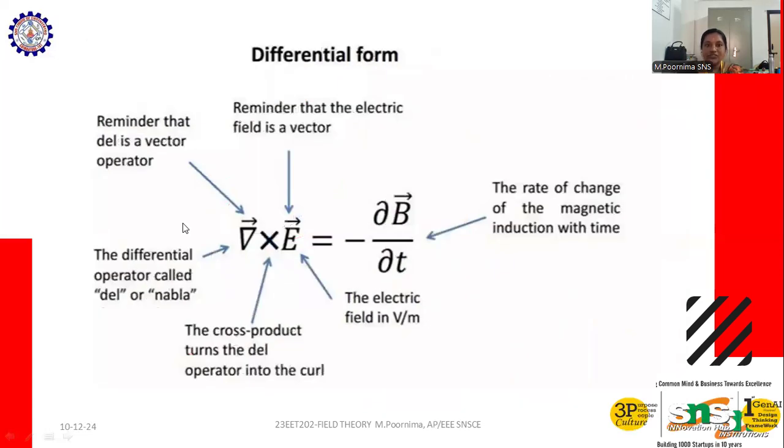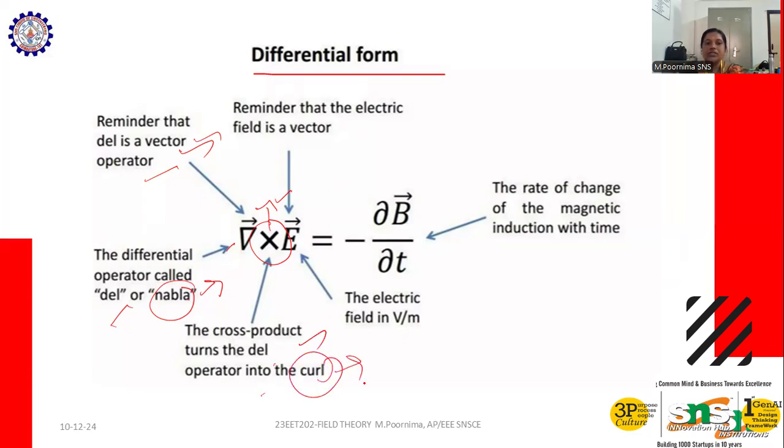Now coming to the differential form. In the differential form, we use the del operator, also known as nabla, in vector form. Previously we have seen it in the curl form. Here it is in vector form, and this is the cross product: del operating in the curl form. This is the curl vector form.